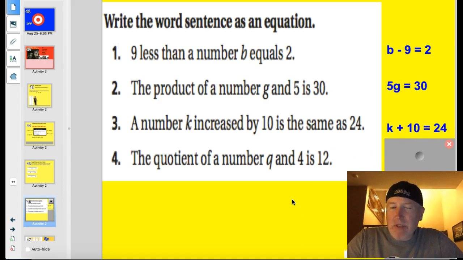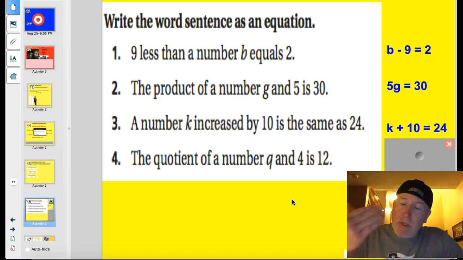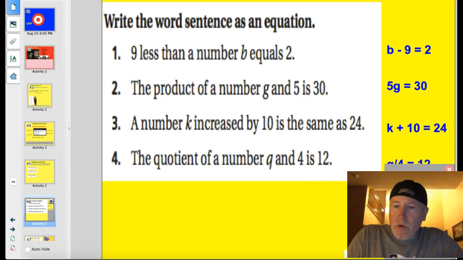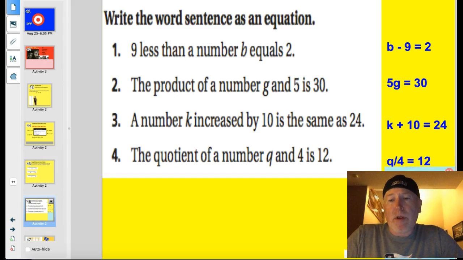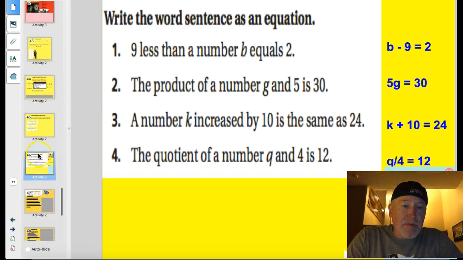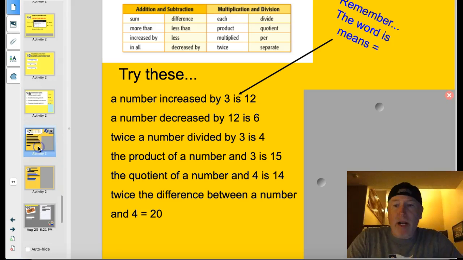And finally, toughest one, the quotient of a number q and 4 is 12. Well, we know that is 12, so that's going to be equals 12. The quotient of a number, so that's going to be division. So it's either going to be q divided by 4 or 4 divided by q. The q is always going to be on the top. That's what we're looking for right there. That's always in the dividend position, not the divisor. For 6th and 7th grade math in the state of Minnesota, that's a standard.